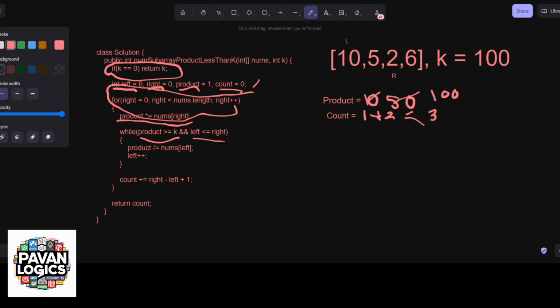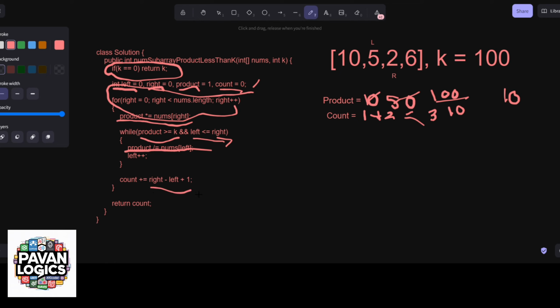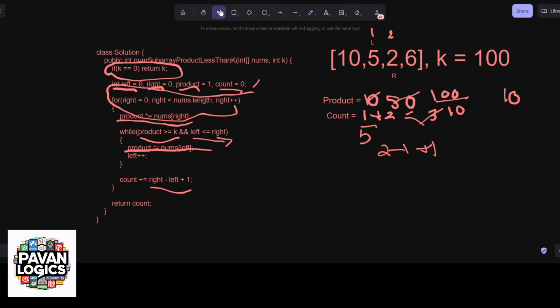Yes. So we will be moving left until right to find the valid subarrays. The product will be divided by the left nums value, so 100 divided by 10, and the product will be 10. So left will be at the first index. Again we will be counting right minus left plus 1. Right is at the second index, left is at the first index. 2 minus 1 is 1, plus 1 is 2. So 3 plus 2 is 5. So now count will be 5.